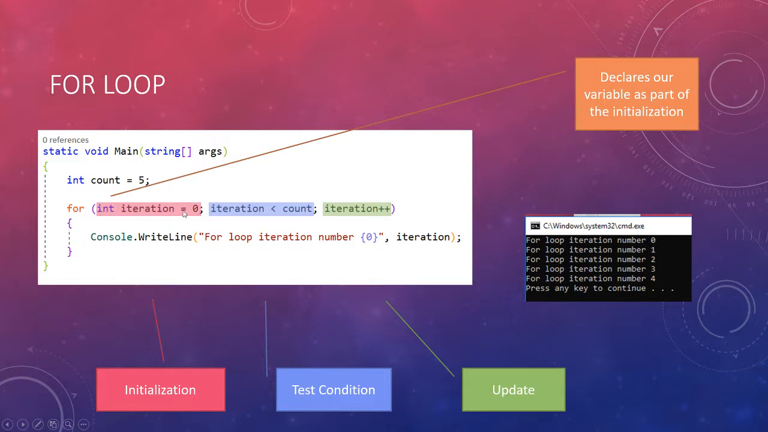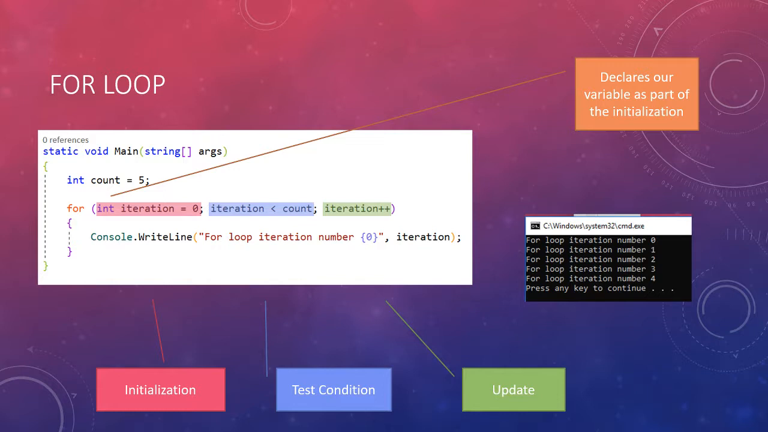And if we didn't have this initialization phase at all, we would just have that semicolon as a placeholder. Next, we have the test condition that affects this loop. So in our example, our test condition is that we want to loop while our iteration is less than our count variable. And that test condition phase is also ended with a semicolon.